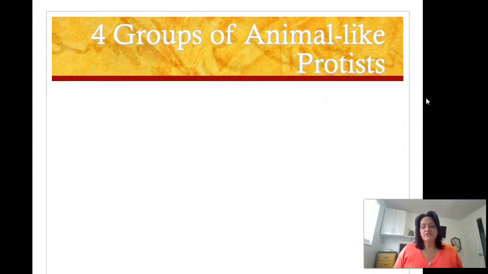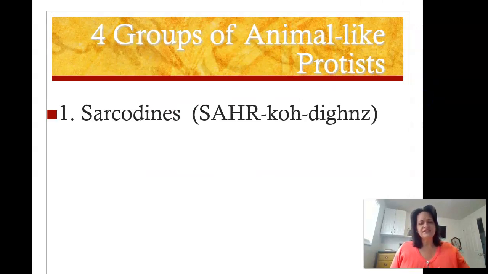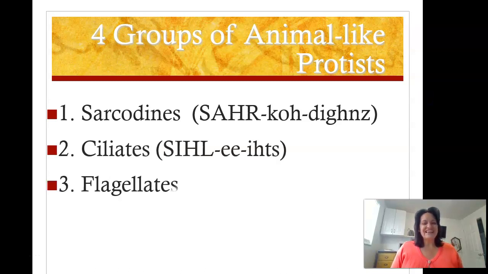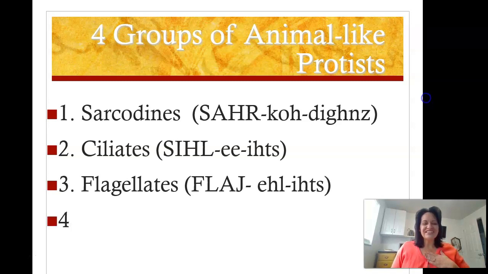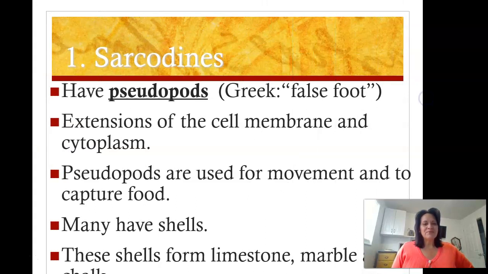There are 4 groups of animal-like protists. They are the sarcodines, ciliates, flagellates, and sporozoans. Moving on to the sarcodines, they have pseudopods, which actually breaks down to false foot, pseudopod.